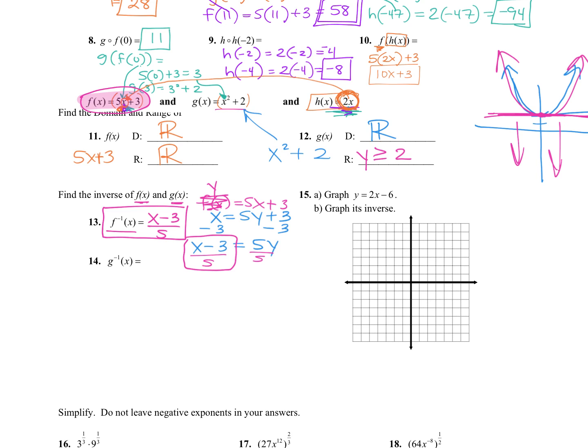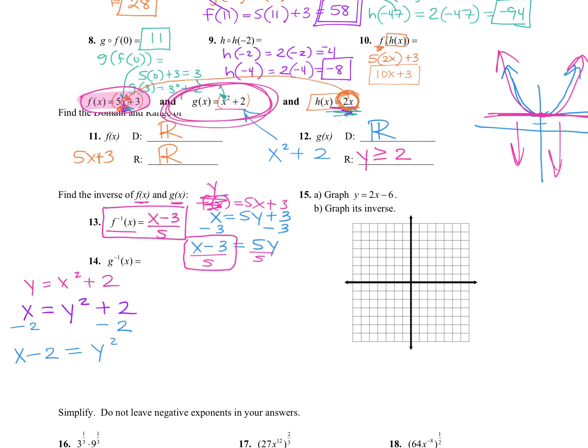Okay, now look at g of x. G of x is this guy up here. So basically, the function is y equals x squared plus 2. What do we do? Swap them. So we're going to say x equals y squared plus 2, and we want to solve for y. We want to isolate the y. So the first thing you're going to do is take away 2. So x minus 2 equals y squared. What's your next step?